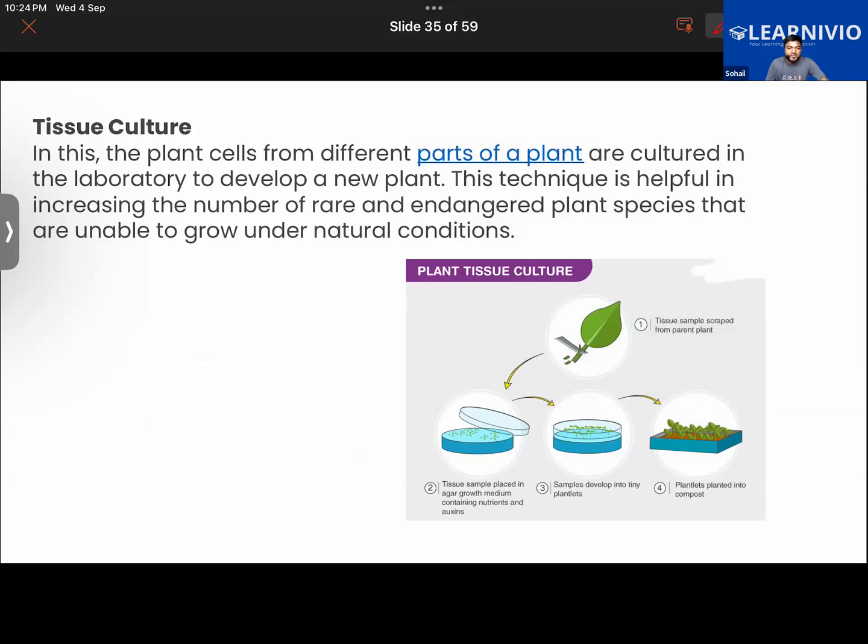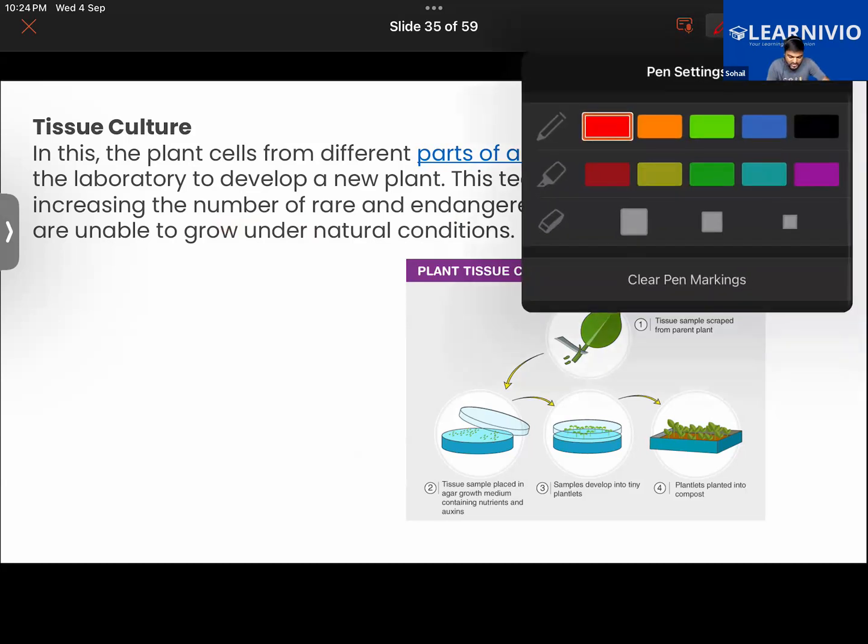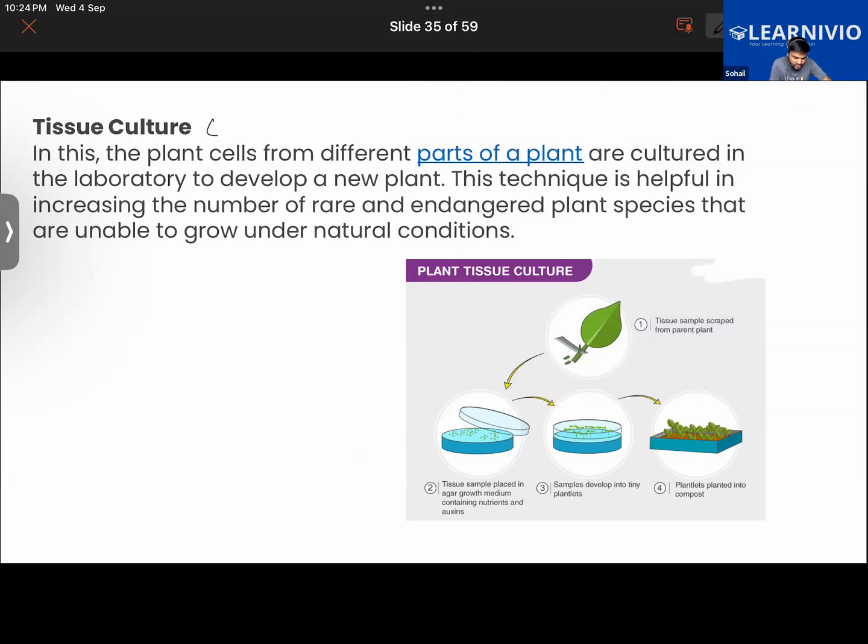So in the method of tissue culture, we take plant cells from different parts of a plant, or basically we take tissues from different parts of a plant. And with the help of that, a new plant can be grown.